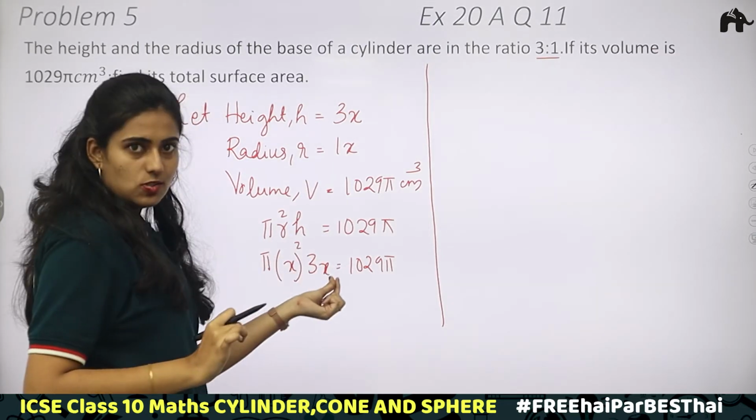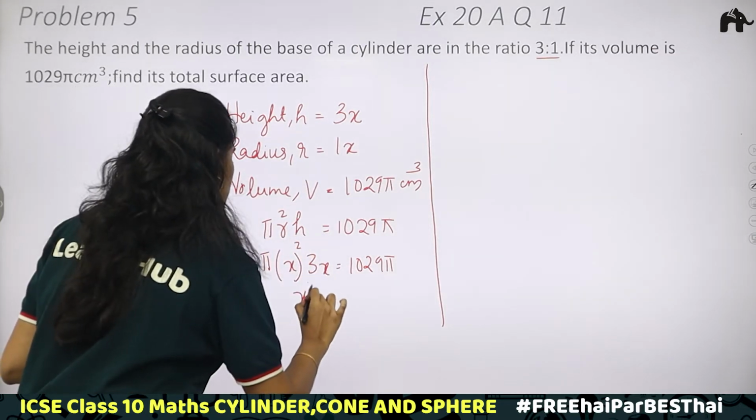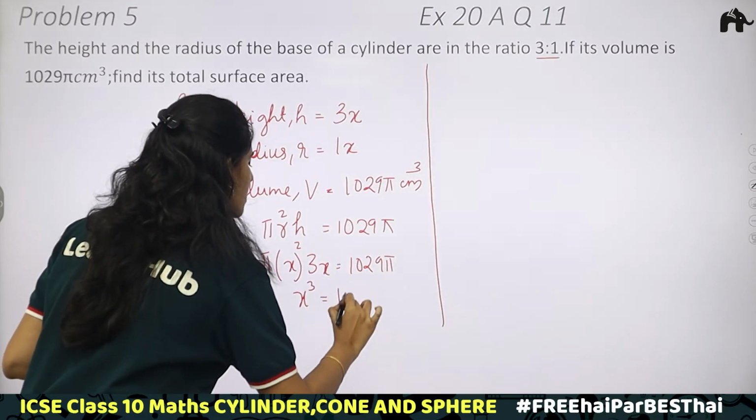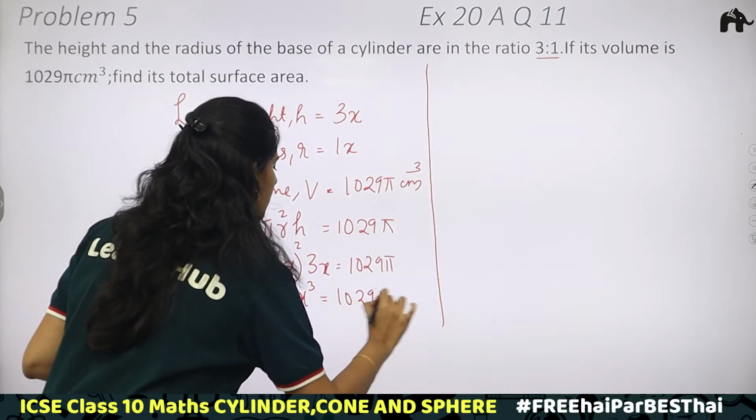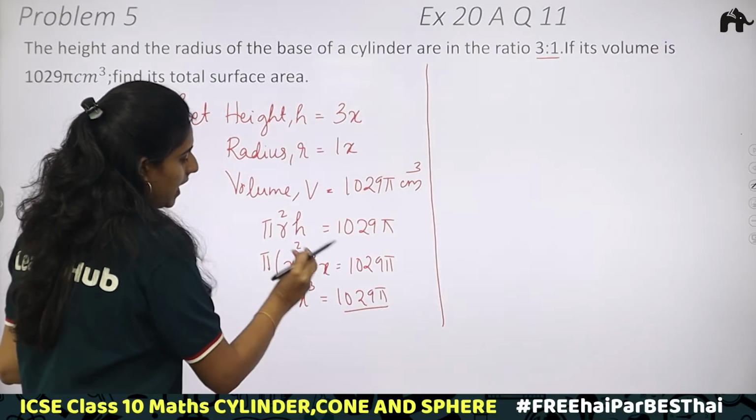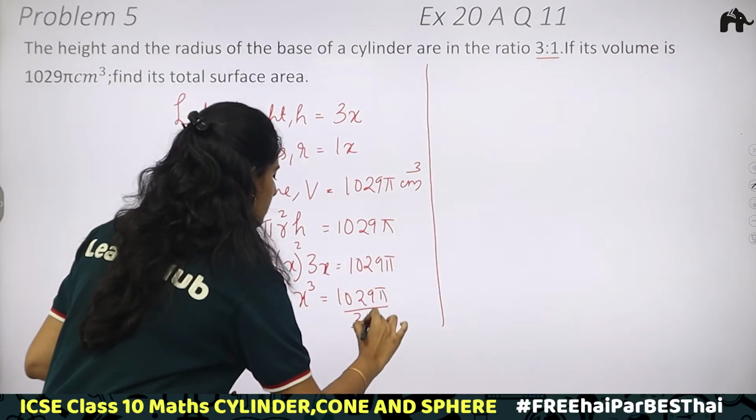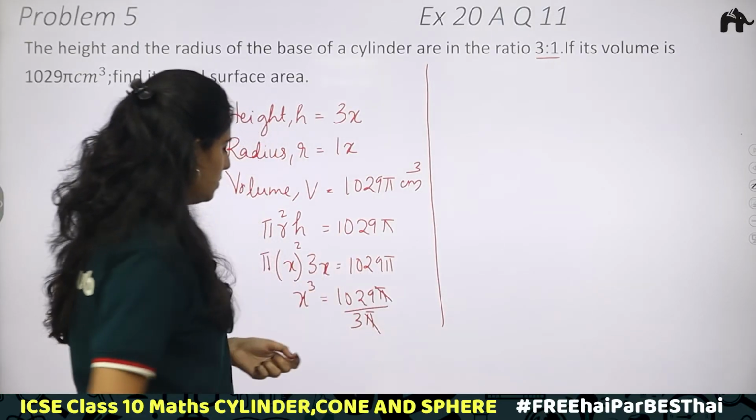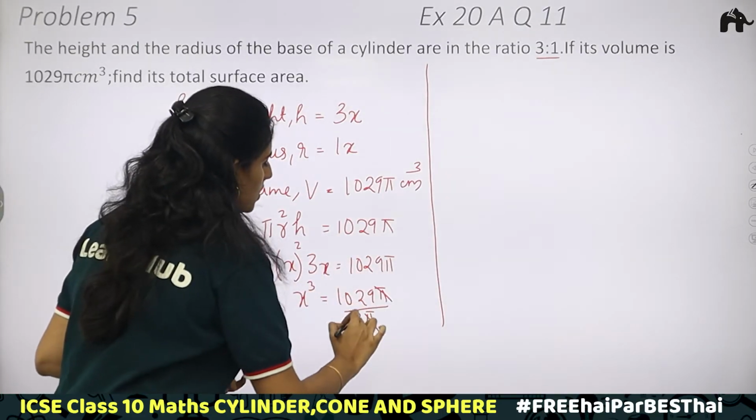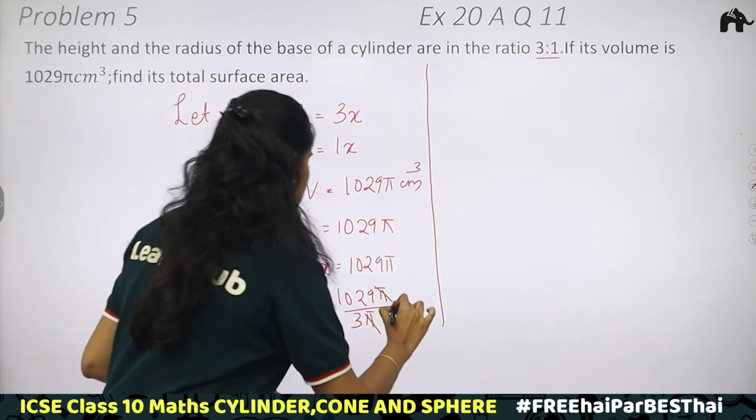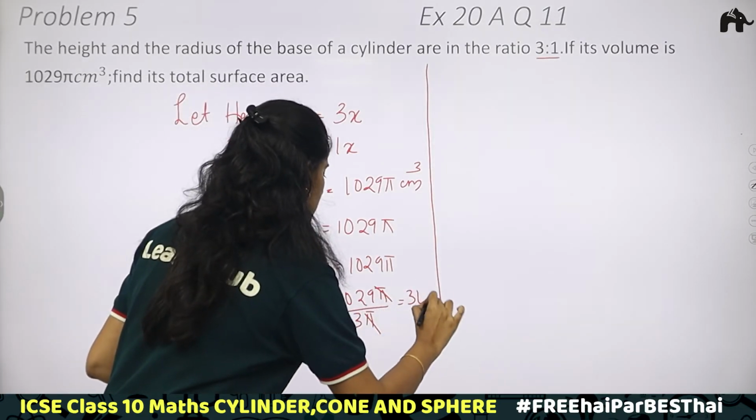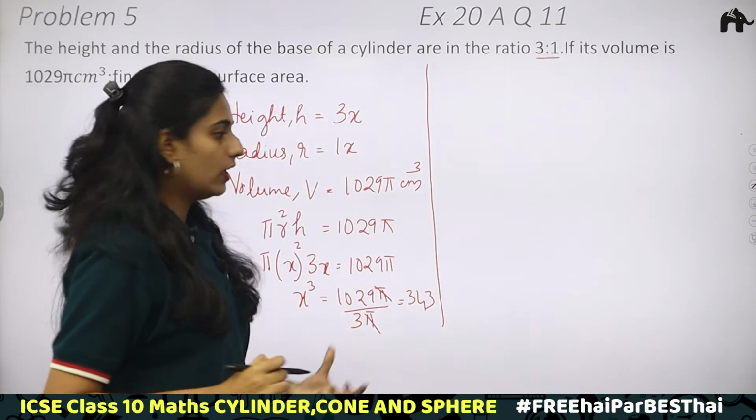X square into x is x cube. X cube is equal to 1029 pi divided by, bringing this pi and 3 to the right hand side, it becomes division, we will be having 3 pi. Pi and pi can be cancelled. 1029 divided by 3, we get 343. Okay, x cube is equal to 343.